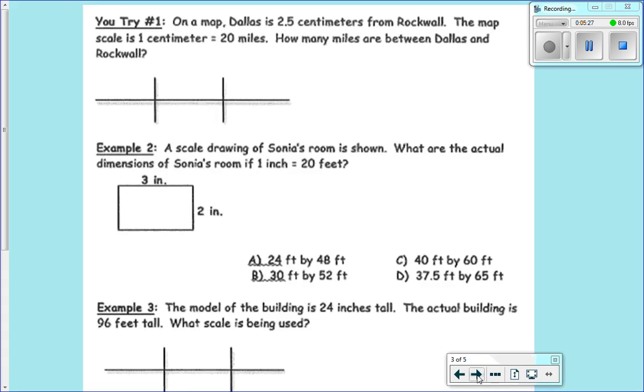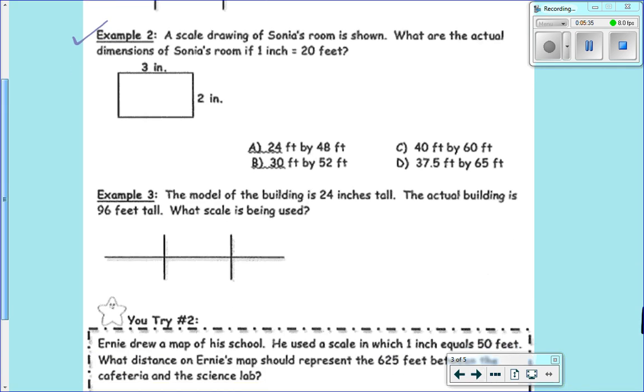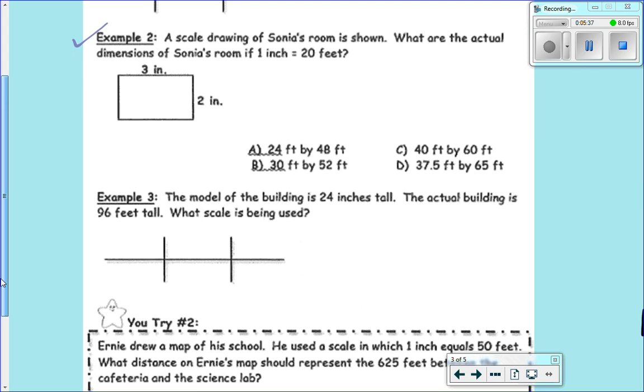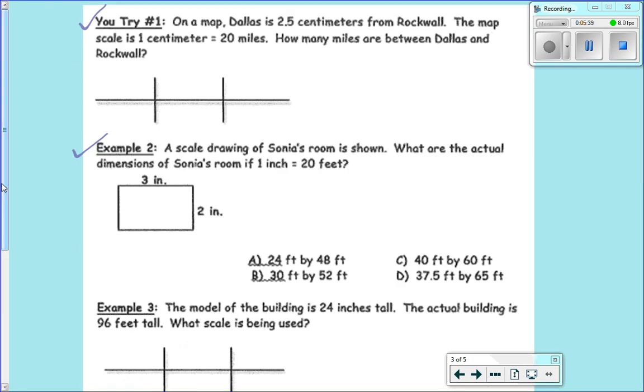All right, so with your table, I want you to do the You Try number 1, example 2, and that'll be good for you. Okay, so I'll give you a few minutes and then we'll have some volunteers share. I'm going to read the problem. On a map, Dallas is 2.5 centimeters from Rockwall. The map scale is 1 centimeter equals 20 miles. How many miles are between Dallas and Rockwall? Show us what you did.